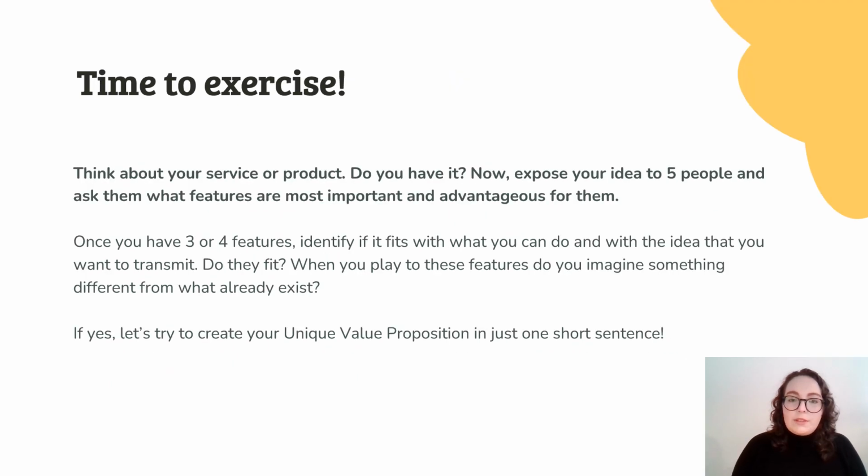I hope that you've been taking notes, because now it's time to put yourself to the test. I encourage you to think of a product or a service and propose your idea to 5 people, explaining what it is in detail. Afterwards, ask those 5 people what they think are the most important and advantageous features. The aim of this is to give you a better idea of your product and service. Once you have 3 or 4 characteristics, check that they coincide with what you want to convey and that they represent something unique in the market. If the answer to both of these is yes, now try to write your own UVP in one short sentence.